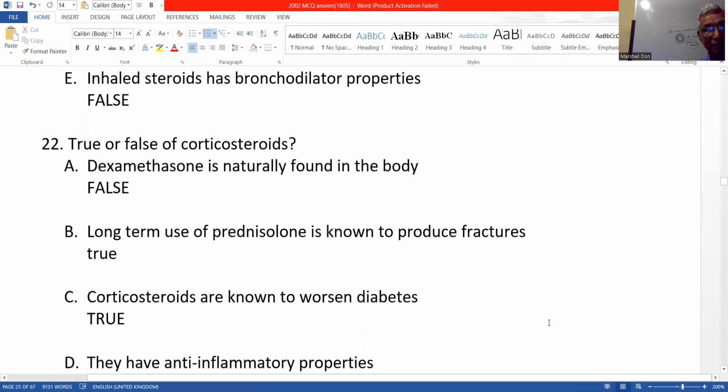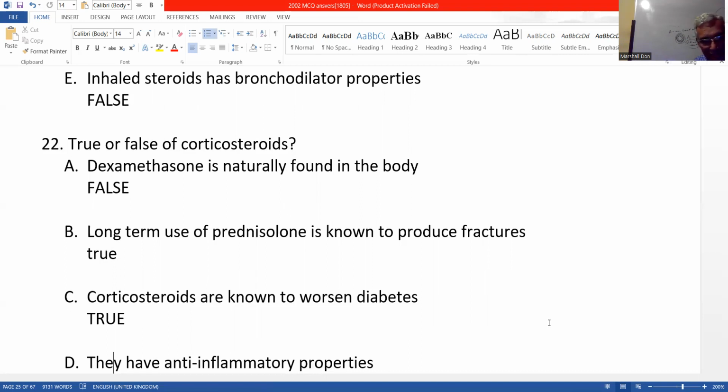True or false of corticosteroids? Dexamethasone is naturally found in the body. That is false. Dexamethasone is a synthesized drug. Long-term use of prednisolone is known to produce fractures. True, because prednisolone causes osteoporosis. Prednisolone වල bone වල calcium අයින් කරනවා. That is called osteoclastic activity. It reduces the calcium in bones, so it becomes weaker, can fracture easily.